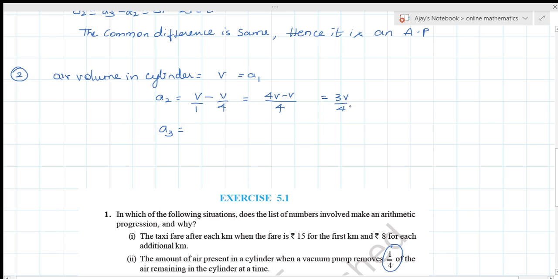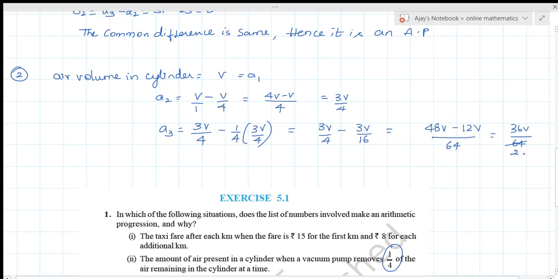This is the original volume now. From that I have to remove 1/4 of that. That means 3V/4 minus 1/4 times 3V/4, which turns out to be 3V/4 minus 3V/16. Just cross multiply: 48V minus 12V divided by 64. 16 threes are 48, 4 threes are 12, and 4 into 16 is 64. So 36V by 64 can be divided by 4, and it is 9V/16.